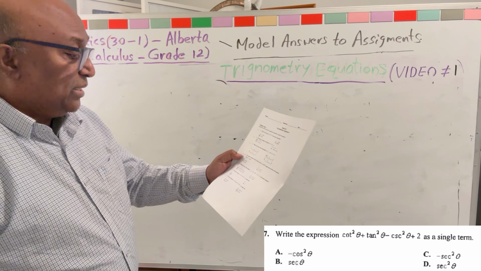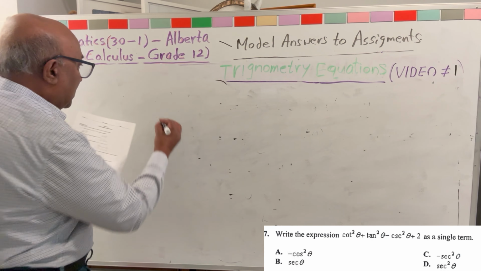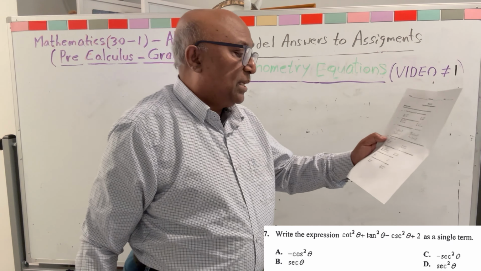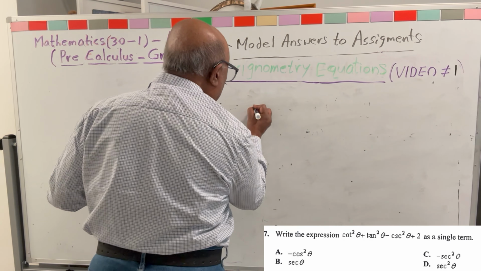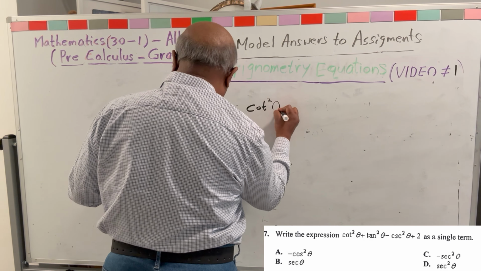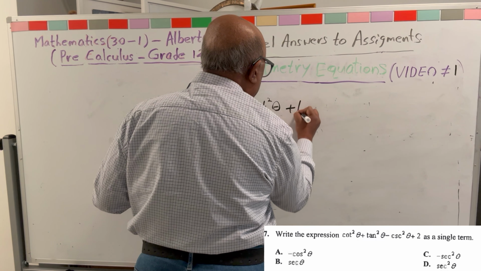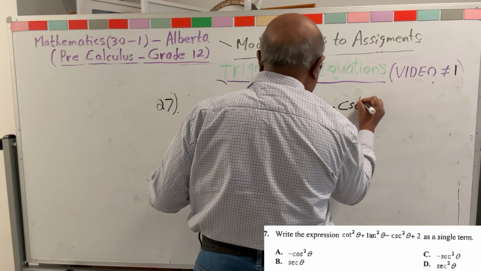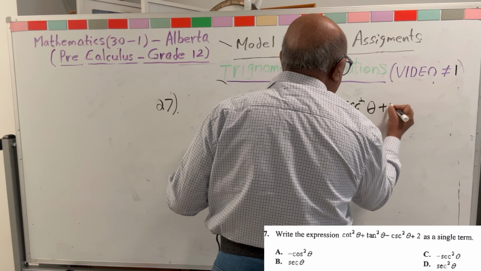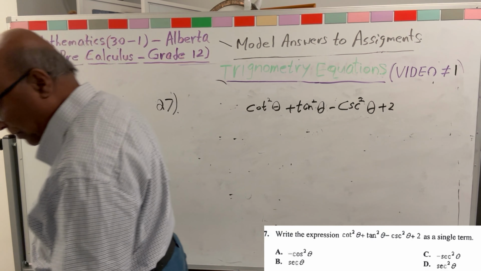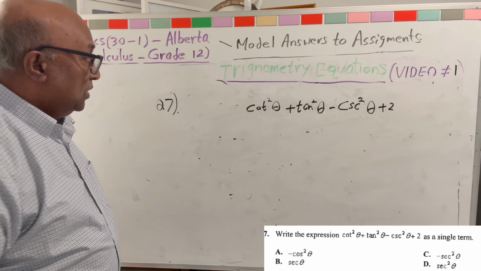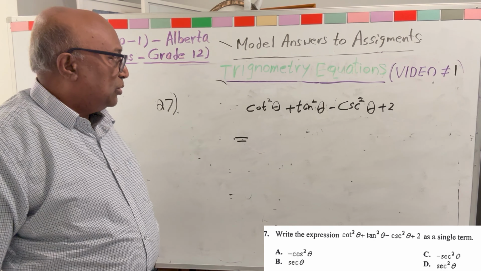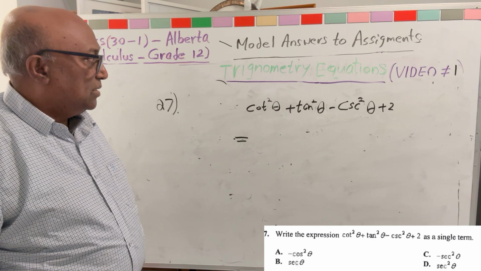Then let's work on the next question. Question number 7. Write the expression cot square theta plus tan square theta minus cosecant square theta plus 2 as a single term. Okay. Let's try to simplify this as much as possible. How do you do this?